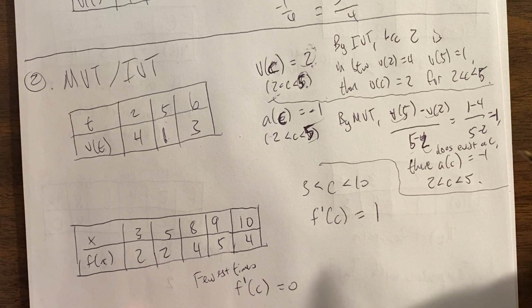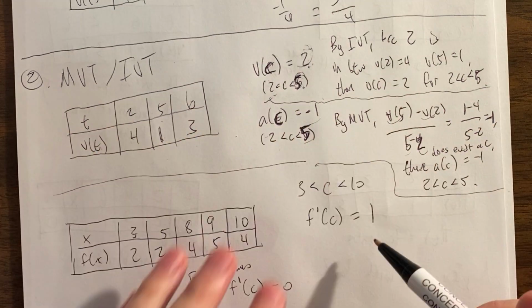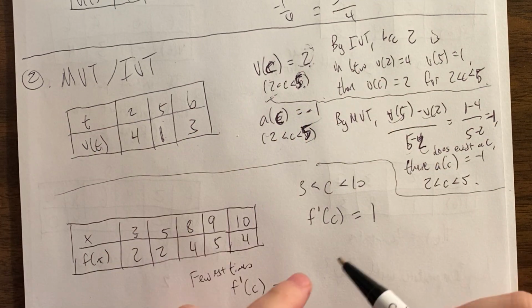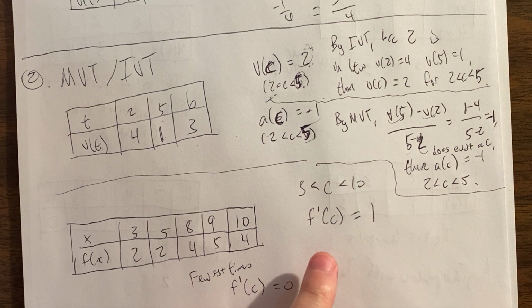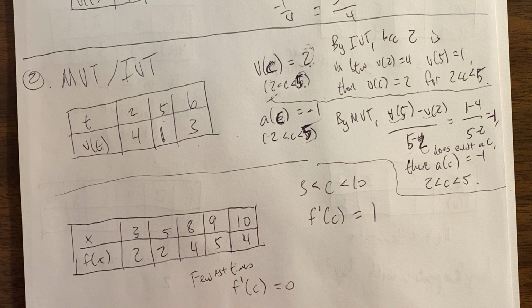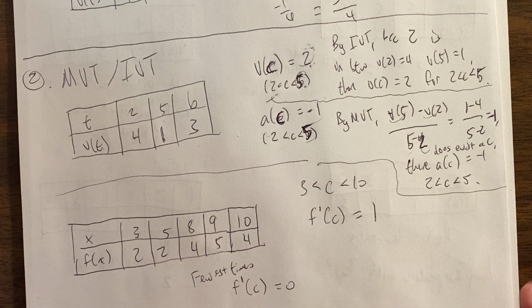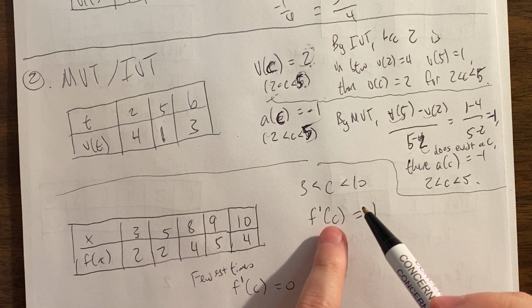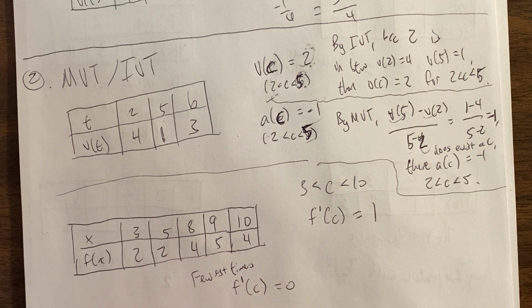There are also trickier MVT or IVT questions. For example, right here, let's think about it. The wording would be, why must there be a c such that f prime of c equals 1? Again, that's an IVT or MVT question. Looks like we're going to be doing MVT in this question because f prime is the derivative of f of x, and that's the thing in the table.